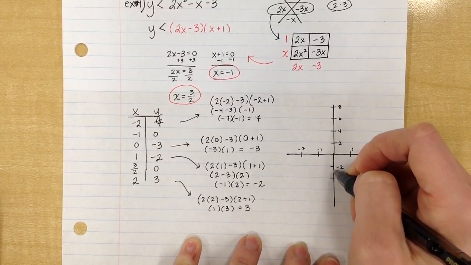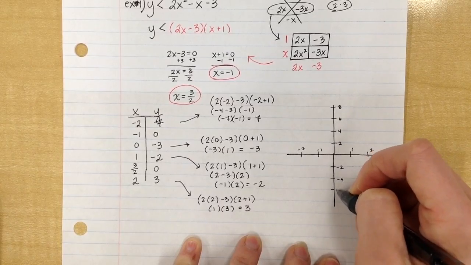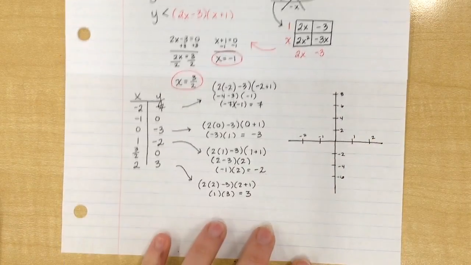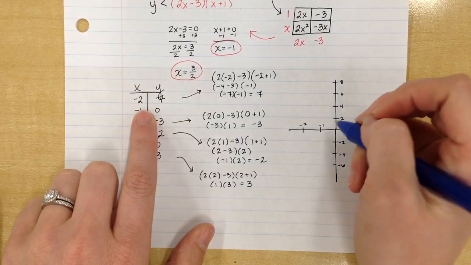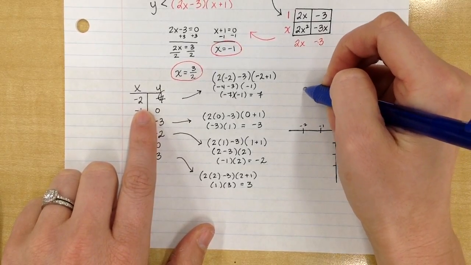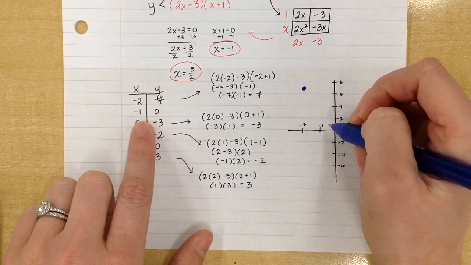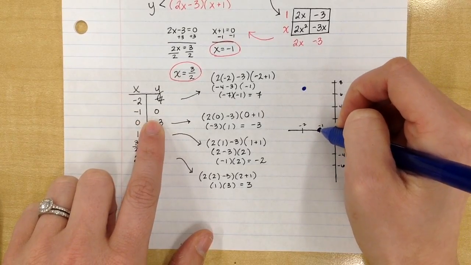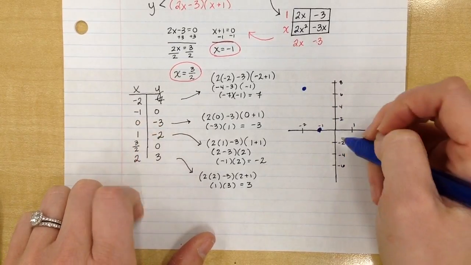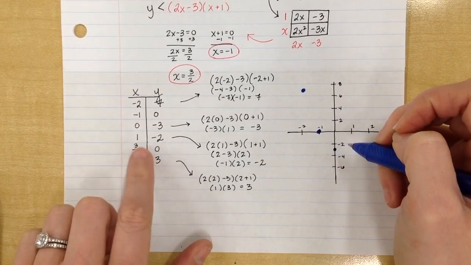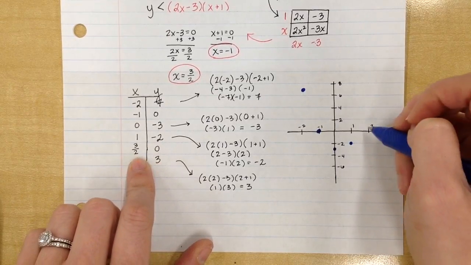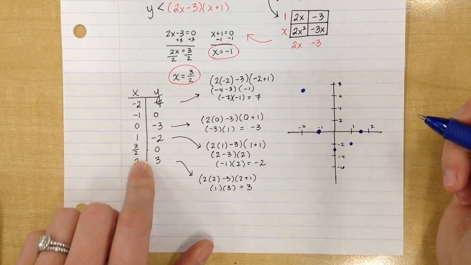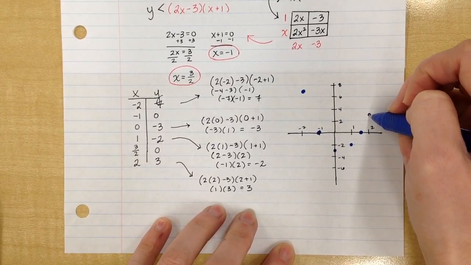And then scaling by the same to go down on my y-axis, -2, -4, -6. So now I'm just going to plot these points that we have from over here. -2, 7, -1, 0, 0, -3, 1, -2, 3/2, so right about there, and then 2, 3.